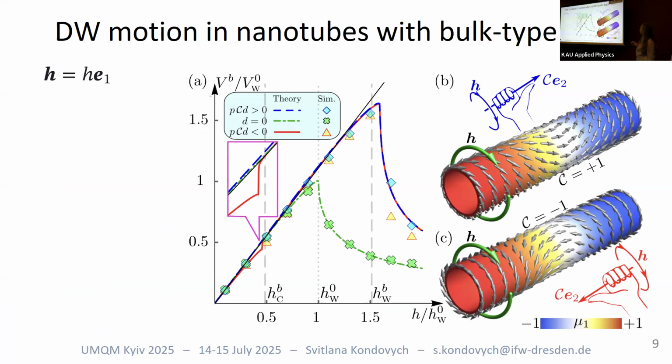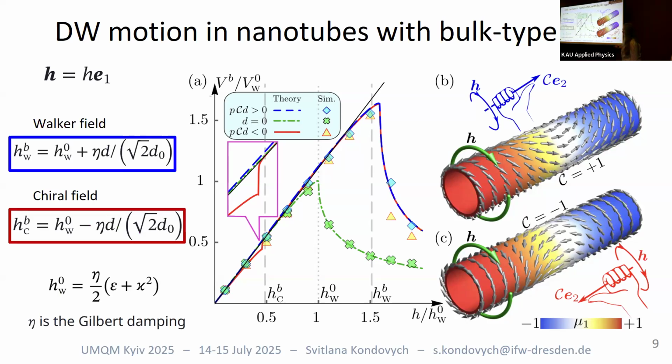The direction of the magnetic field you see here is shown with these small hand icons. So we have two domain walls with the same sign of DMI, same topological charge. They differ by this helicity C. When these domain walls are affected by the external magnetic field, three different situations can occur.